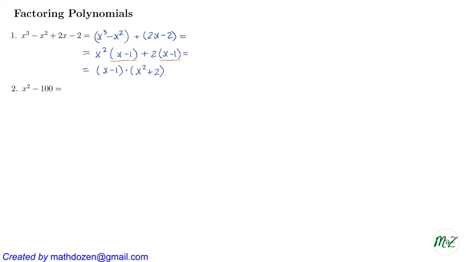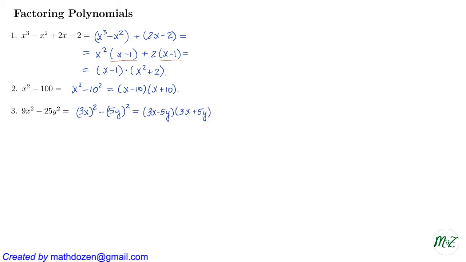Then we have yet another problem, x squared minus 100. So we can recognize it as x squared minus 10 squared. So it's a difference of two squares, so it boils down to x minus 10 times x plus 10. Then 9x squared minus 25y squared, well, we can as well recognize it as 3x, all of that squared, minus 5y, all of that squared, and that results in 3x minus 5y multiplied by 3x plus 5y.